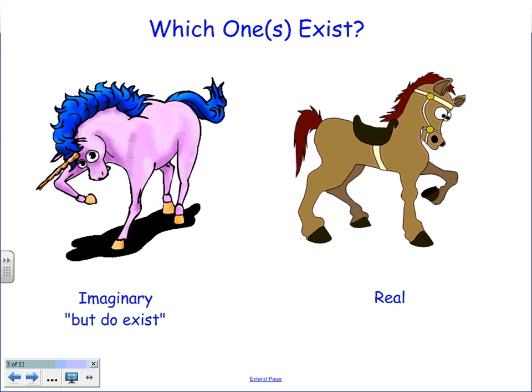So here we have this slide. You're probably looking and saying, what is going on here? Well, here we have a horse, and here we have a unicorn. So I ask you, do unicorns exist? Well, math will prove that they do exist. They're called imaginary numbers, just like unicorns are imaginary animals, but they do exist. You just can't see them.